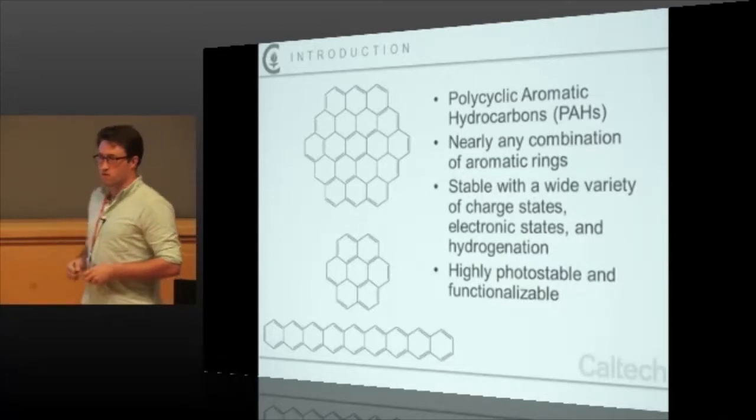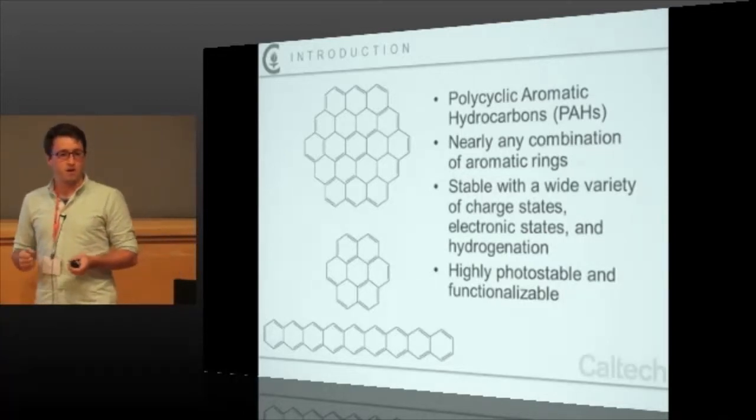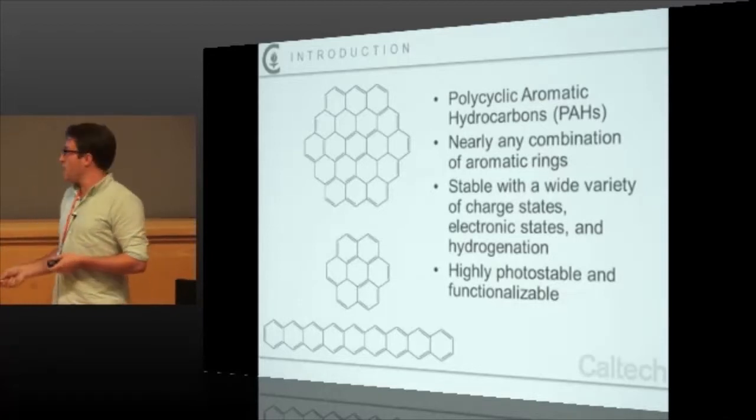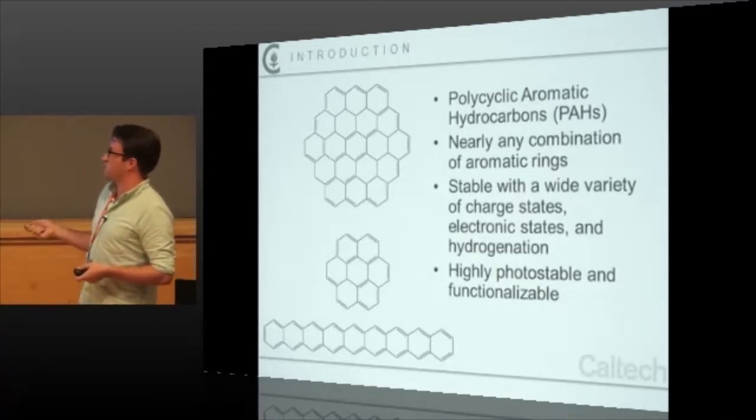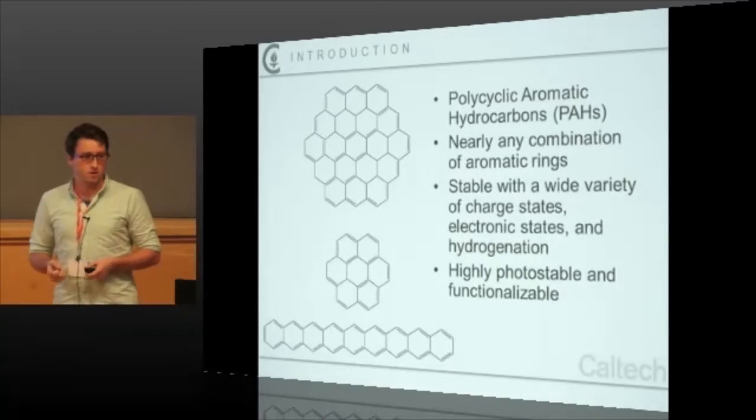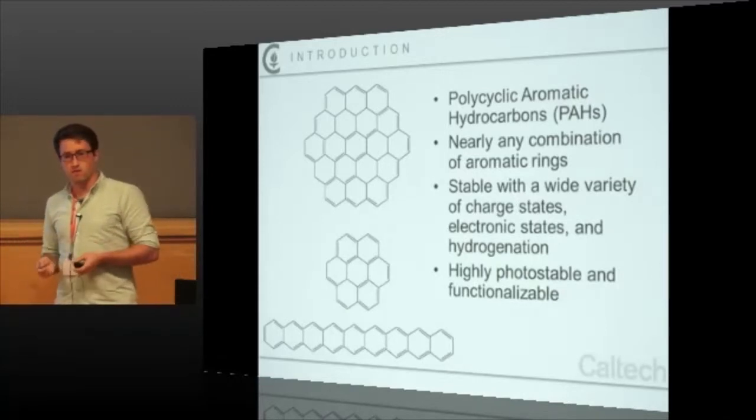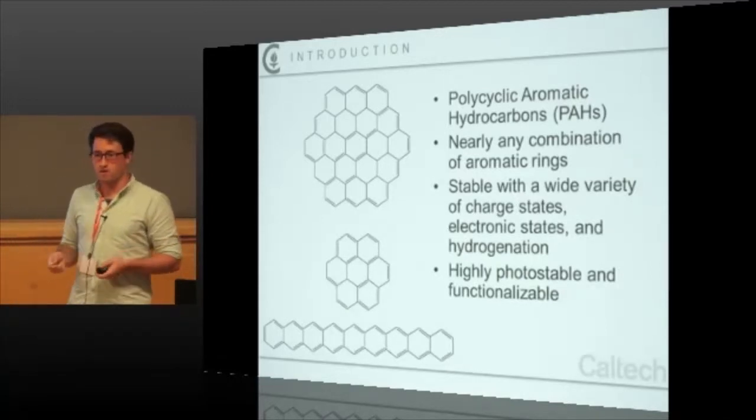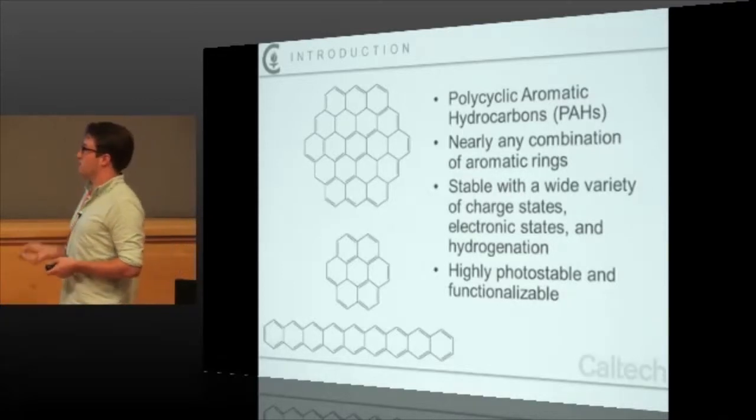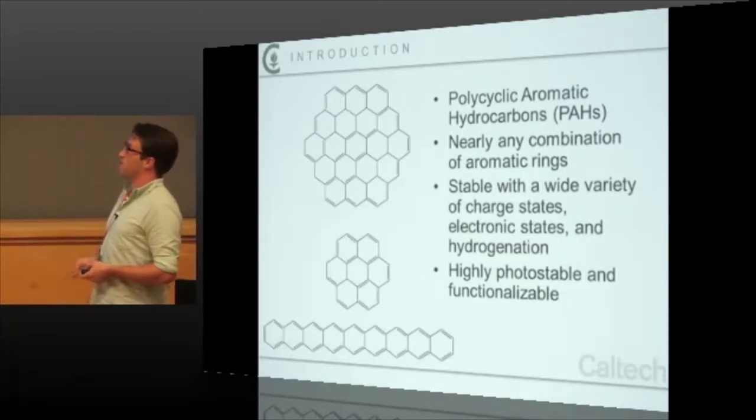They're also highly photostable, so they can withstand extremely high UV flux without dissociating. And you can also do a lot of functionalization. So you can start adding nitrogens into the ring. It's not terribly difficult to add sort of carboxylic acids or ketones or alcohols to the edge of these things. So there's a lot of really cool chemistry that goes on with these.